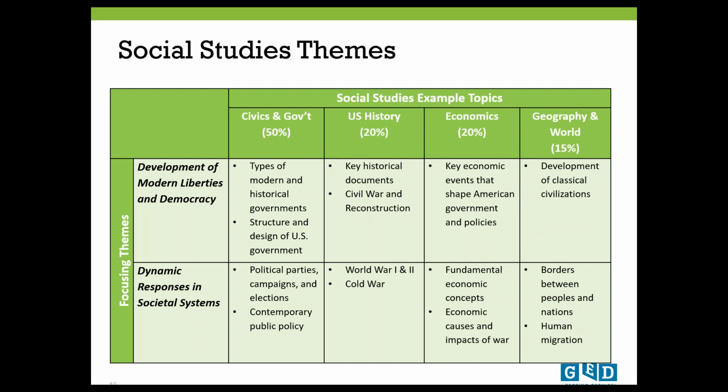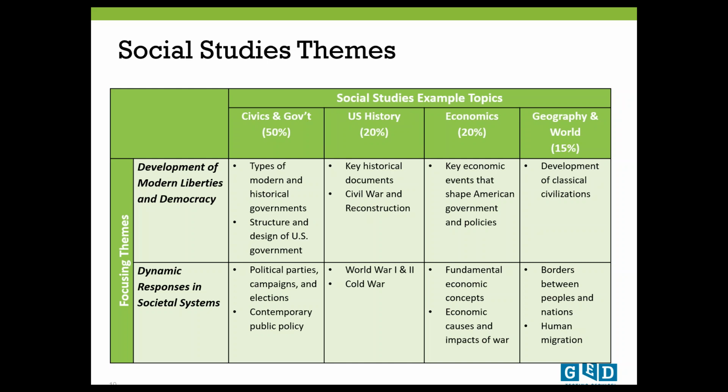How did our economy change, and how does it help shape American government and our policies that we have? Things changed after the Depression in the 1920s. Government policies were impacted by the Great Depression itself. And there's Geography and World, which really looks at some of the more classical civilizations.